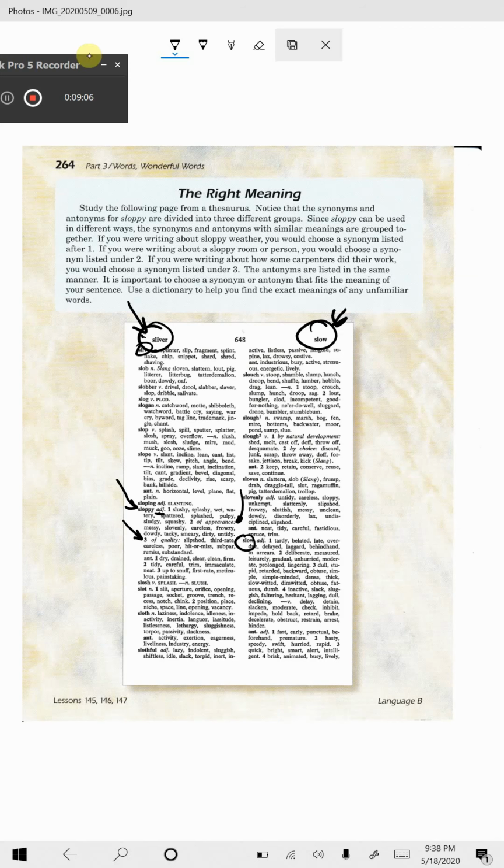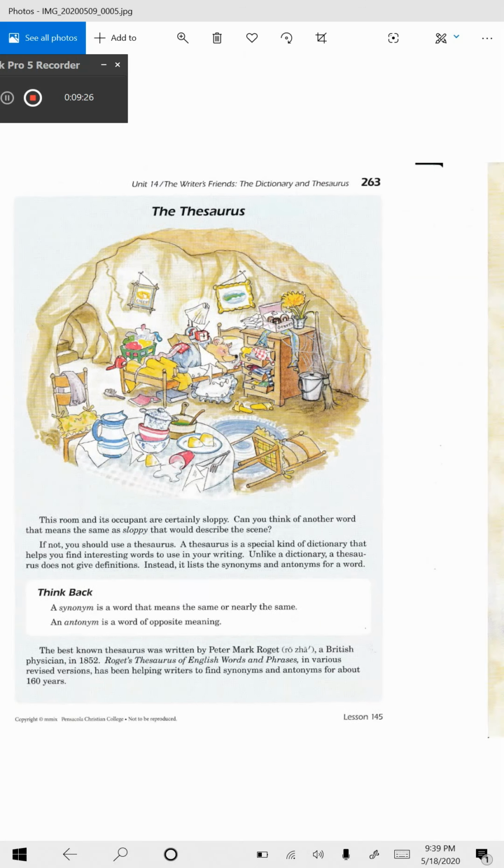Then these were all called synonyms. They mean almost the same as sloppy. Then next we get the antonyms of each of those, and the antonyms will be the exact opposite of it. I think that's all I'll point out now. There'll be other things they'll point out. Let's go back to this page.